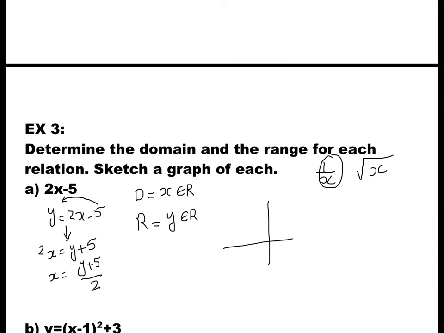Now if I plot this, you know that the graph is going to look like a line, which is shown here. If you look at the x values on the x-axis, there is no restriction on the x coordinate, because for every x value I'm going to get a y value, and the same is true for the y coordinate, which is the range. So the domain is x, a member of R, and the range is also y, a member of R.